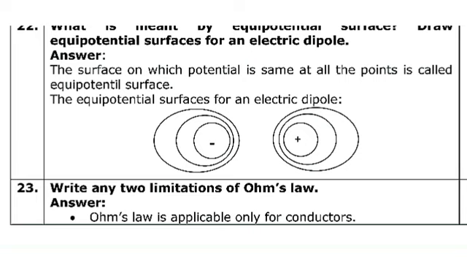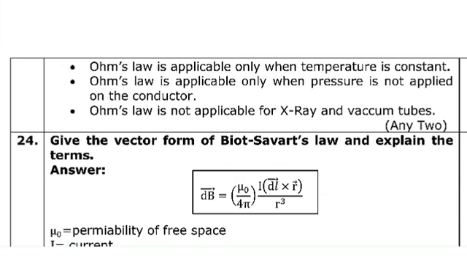Okay. Write any two limitations of Ohm's law. First point is Ohm's law is applicable only when temperature is constant, and Ohm's law is applicable only when pressure is not applied on the conductor. Ohm's law is not applicable for X-ray and vacuum tubes. You can write any two of the following.